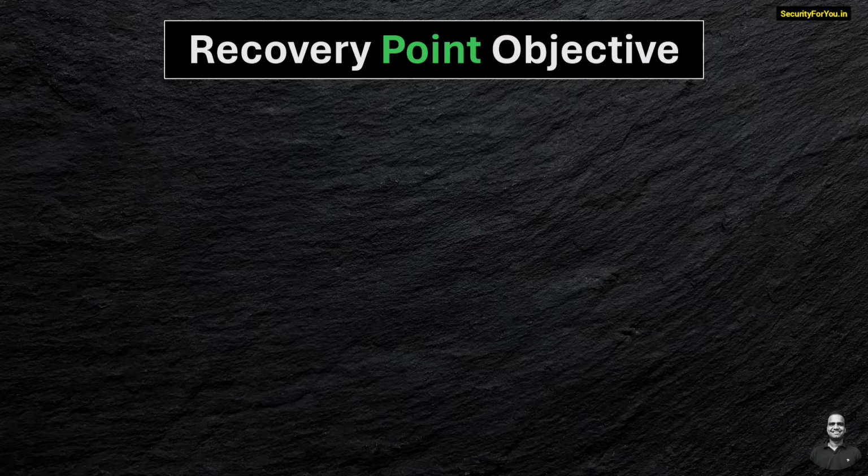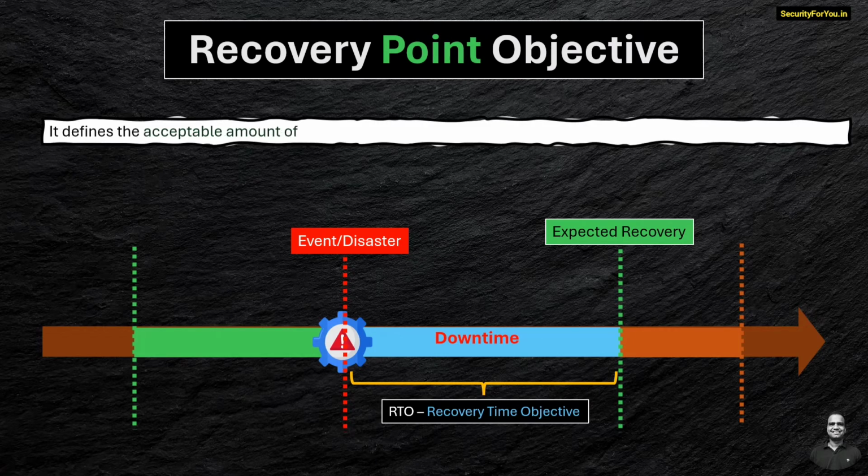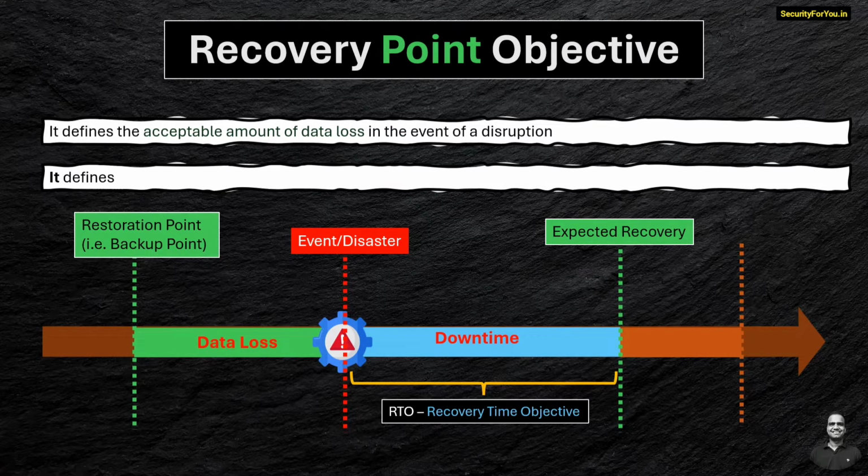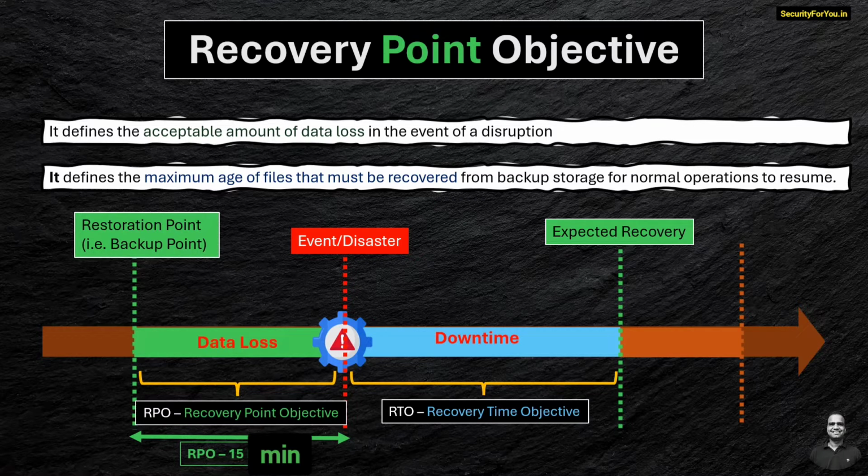RPO stands for Recovery Point Objective. It defines the acceptable amount of data loss in the event of disruption. It means the maximum age of files that must be recovered from backup storage for normal operations to resume. Let's take an example. Suppose there is a manufacturing company with an RPO of 15 minutes. It ensures that its backup systems capture a data snapshot every 15 minutes. So, in the event of a disruption at 8 am, the organization can recover data up to 7:45 am, minimizing potential data loss and maintaining continuity of operations.